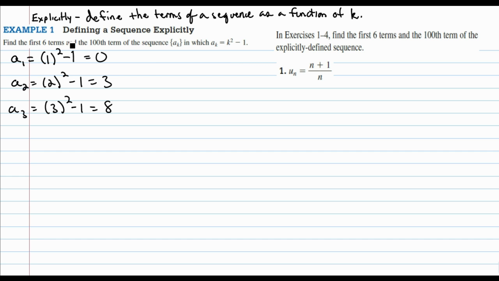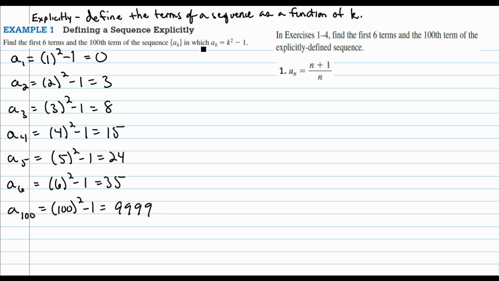And we'll keep going all the way through the 6th term, and then also plugging in, skip over a bunch and go to the 100th term. So by using the explicitly defined rule for this sequence, I was able to identify what the kth terms would be. Now try problem number 1 is asking us for the same setup. Find the first 6 terms and the 100th term.